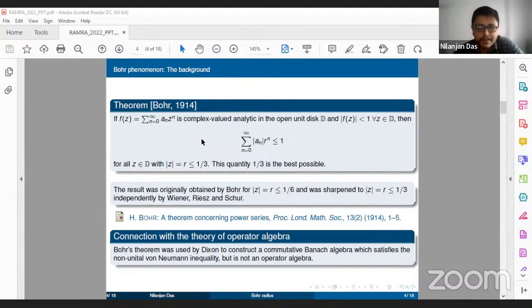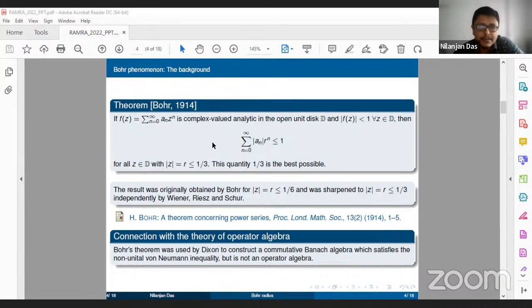Bohr initially obtained that result for |z| less than or equal to 1/6, and that was later sharpened to |z| less than or equal to 1/3 independently by three mathematicians, Wiener, Riesz, and Schur. After 1914, for a long time, this surprising result did not receive much attention. In 1995, a connection with the theory of operator algebras was discovered.